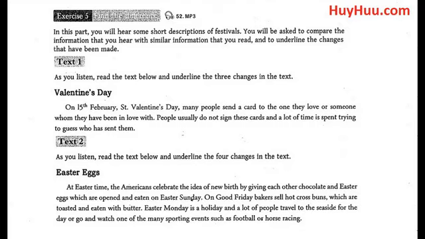Text 2. As you listen, read the text below and underline the 4 changes in the text.